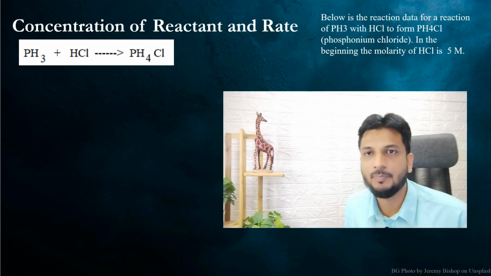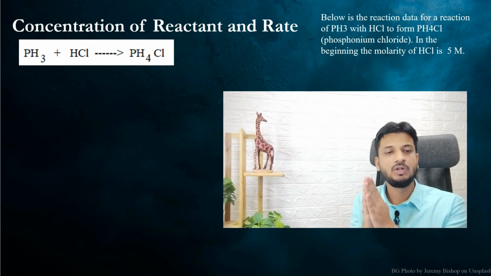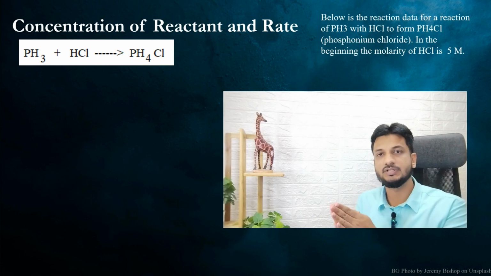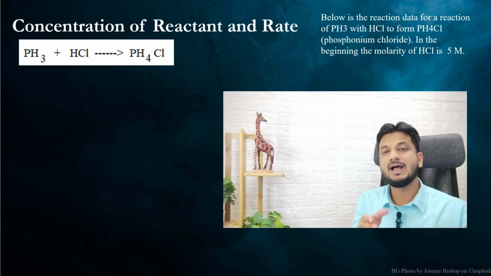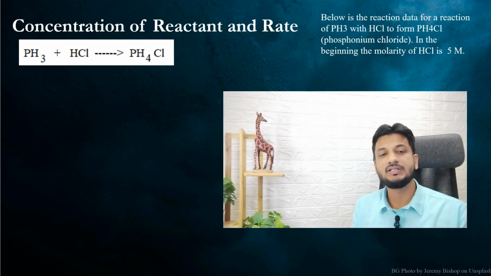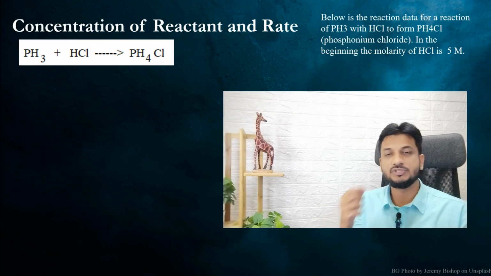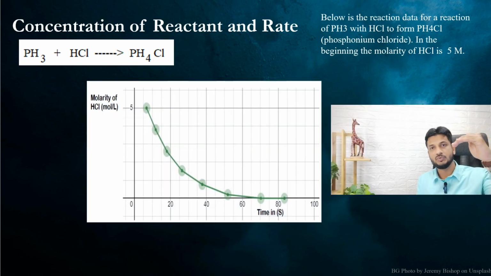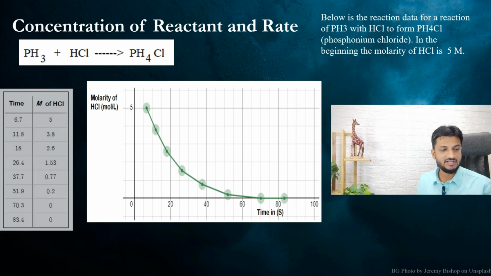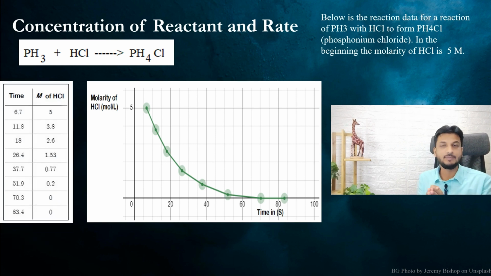Alright, very quickly, let's come back to the point. We're going to talk about how in this PH3 plus HCl reaction, what happens to the concentration or molarity of HCl, which is one of the reactants, as the reaction proceeds. You can clearly see in this graph, as the reaction proceeds, in the beginning the molarity of HCl is 5 molar, but as the reaction continues, the reactant decreases, we all know, and we see a decrease in the molarity of HCl with time. And eventually, at time 70.3 seconds and also at time 83.4 seconds, the molarity completely becomes 0.